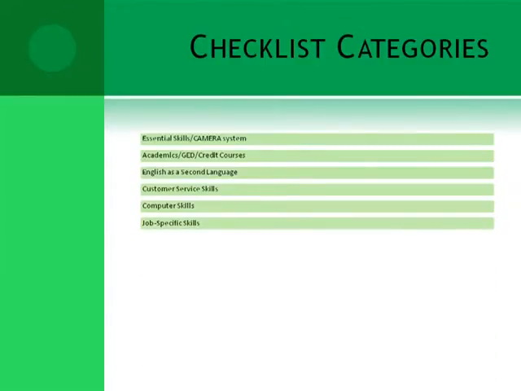Job-specific skills. These are the skills specific to the vocational goal. Many of these skills will be gained in the classroom, but some will be attained while with an employer. A bit more about this later.